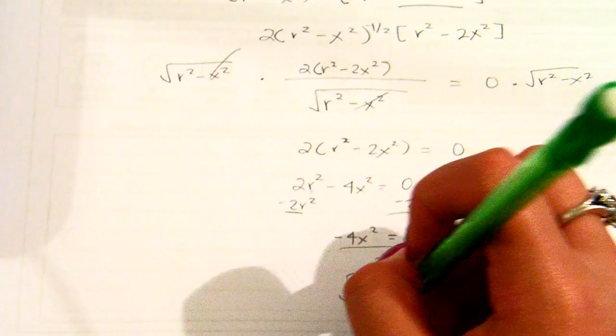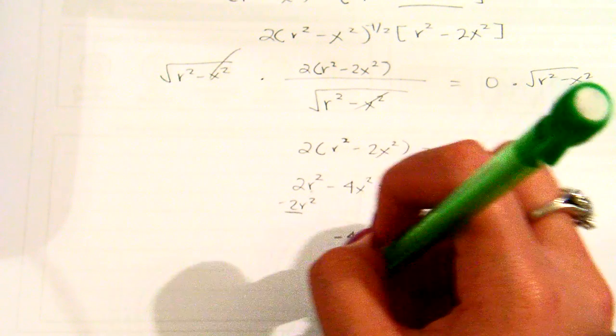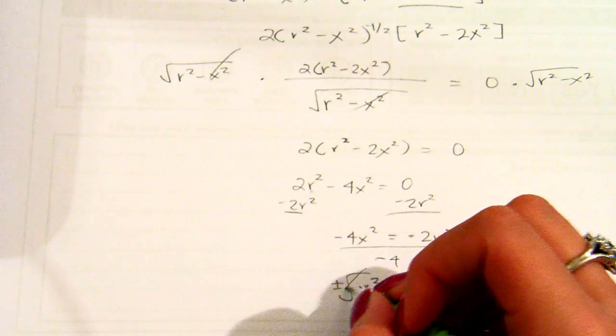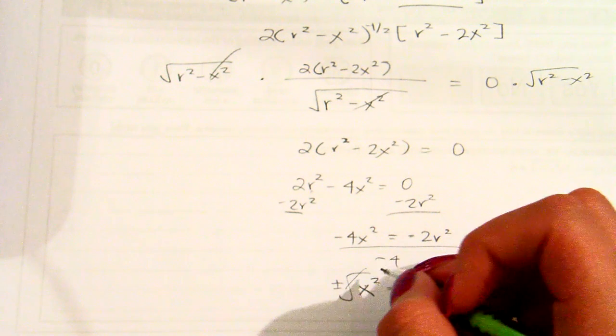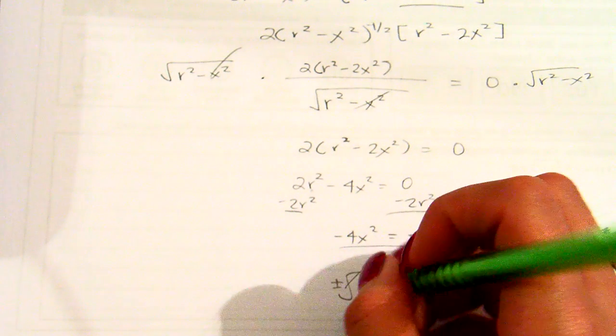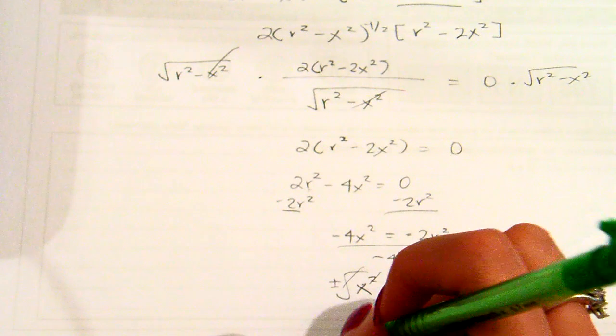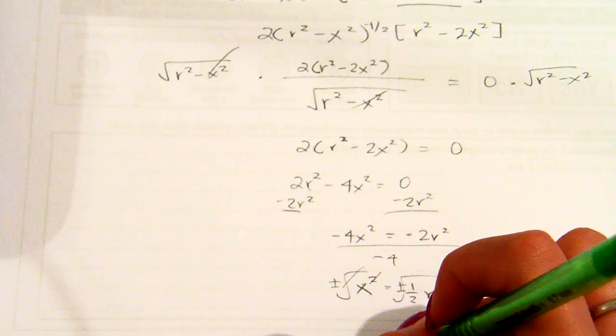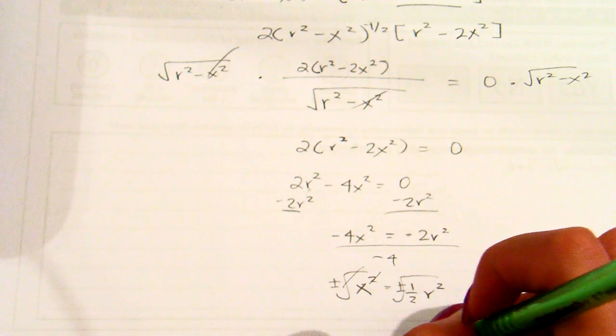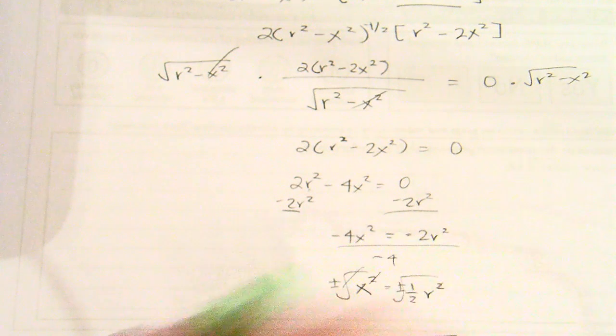And we take the square root, plus or minus. And we know that the square root cancels out a squared exponent, a number squared. So we get x equals plus or minus the square root of 1/2 r, because it also cancels this out.